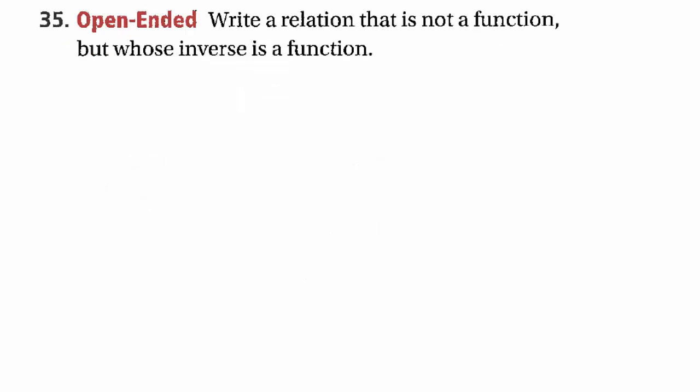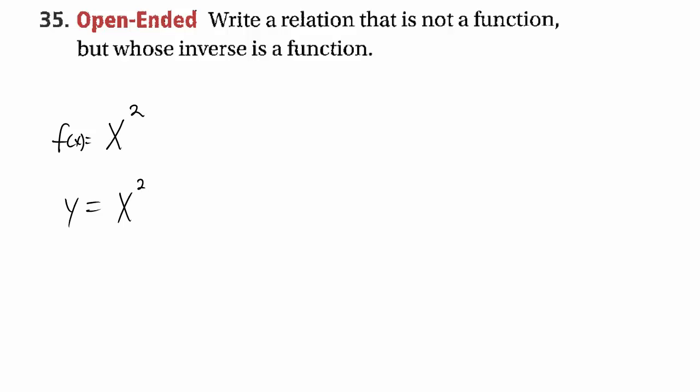Okay, for 35, we want to write a relation that itself is not a function, but whose inverse is a function. Now, you could really kind of cheat around this. Do you know any functions that have inverses that are not functions? Well, the most common one is, for instance, x squared. Let's take the function x squared. You could also call it y equals x squared. The y and the f of x are pretty interchangeable as the output there.